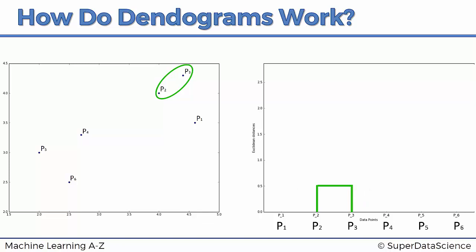Next, we're going to move on, and we're going to proceed to the next step in our HC algorithm. We're going to perform step 3.